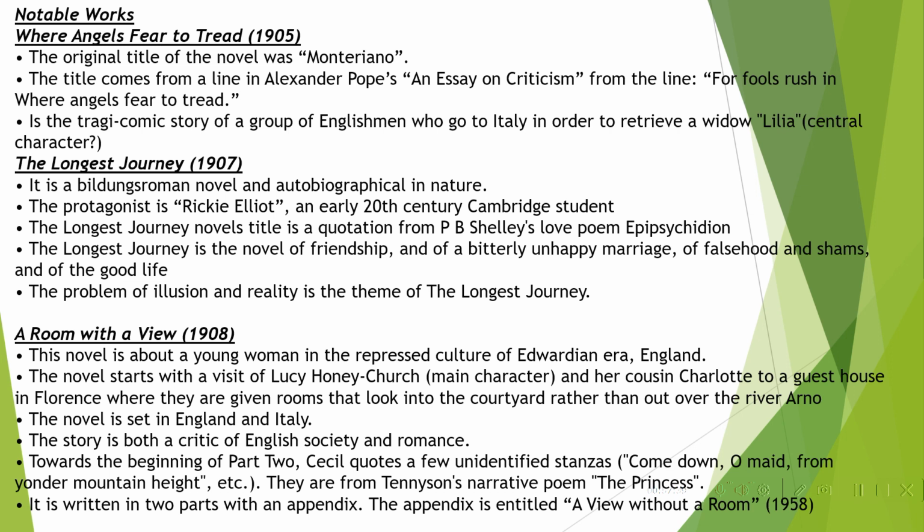So the various works have been written by E.M. Forster. Let's start with Where Angels Fear to Tread. It was written in 1905, and the original title of the novel is Monteriano. One question can be asked, and this question is very popular because it has been asked in various exams. The title of this work comes from Alexander Pope's An Essay on Criticism, from the line, For fools rush in where angels fear to tread.